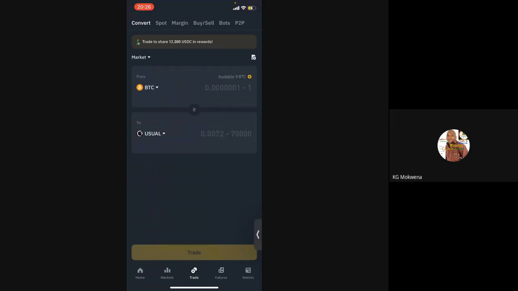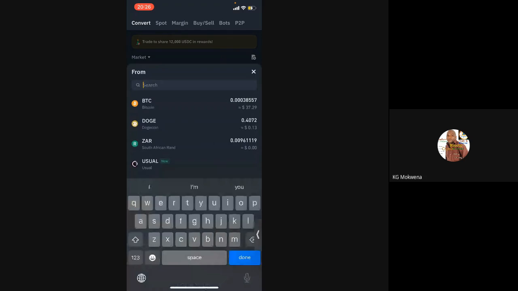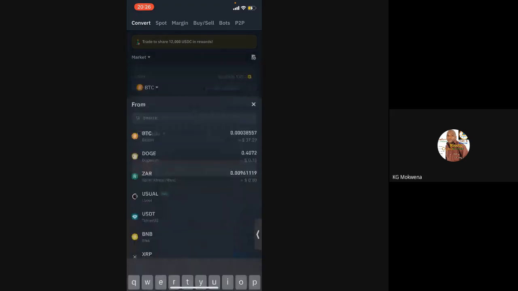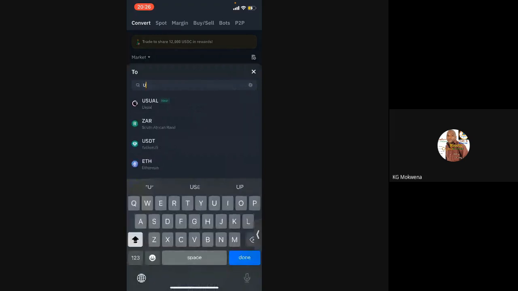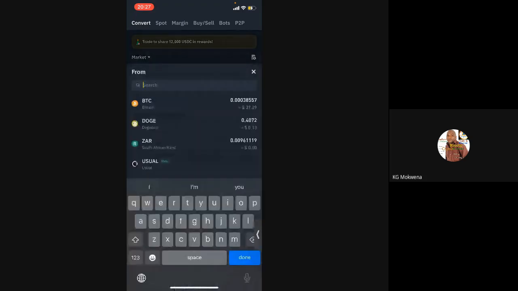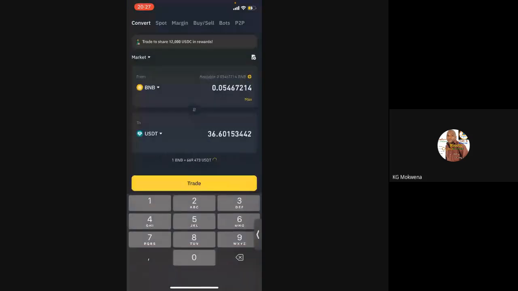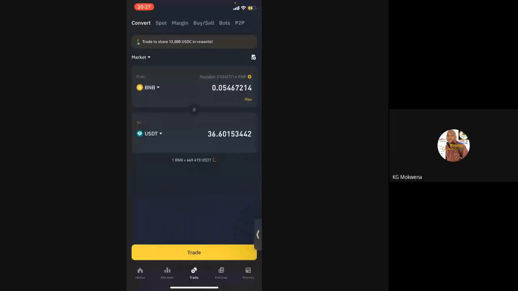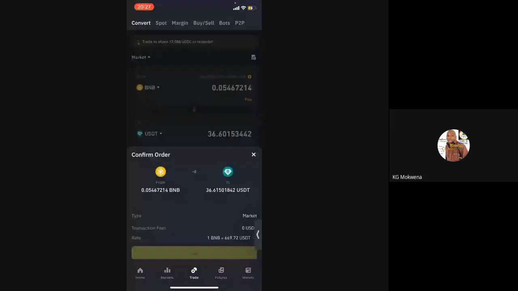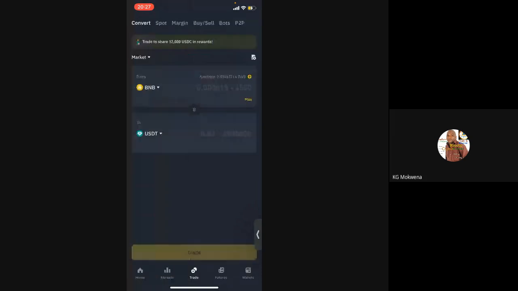Oh, you can also convert on the trade, and then you're going to convert from BNB to USDT. Now we're going to Max. And then we're going to trade. And they charge nothing, which is good. So now we have 36.61 USDT.